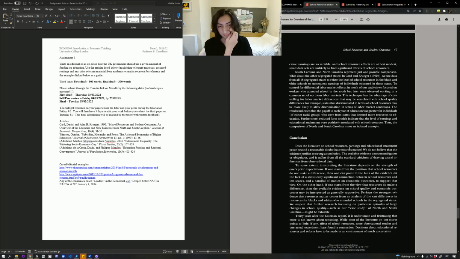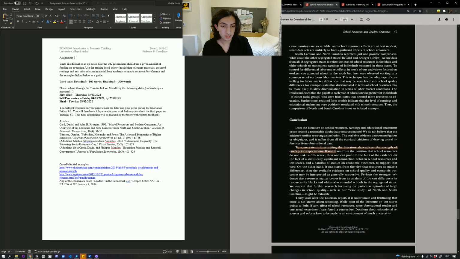Looking here, we can see that it says, we do not believe that the evidence justifies so strong a conclusion. What it's saying here is, does school resources matter in educational attainment? And there's not a strong conclusion here. We don't know for sure. The available evidence is not unambiguous or ubiquitous, and it suffers from all the standard criticisms of drawing causal inferences. So, from what we're seeing in the data, we can't draw a causal relation between educational attainment and school resources.